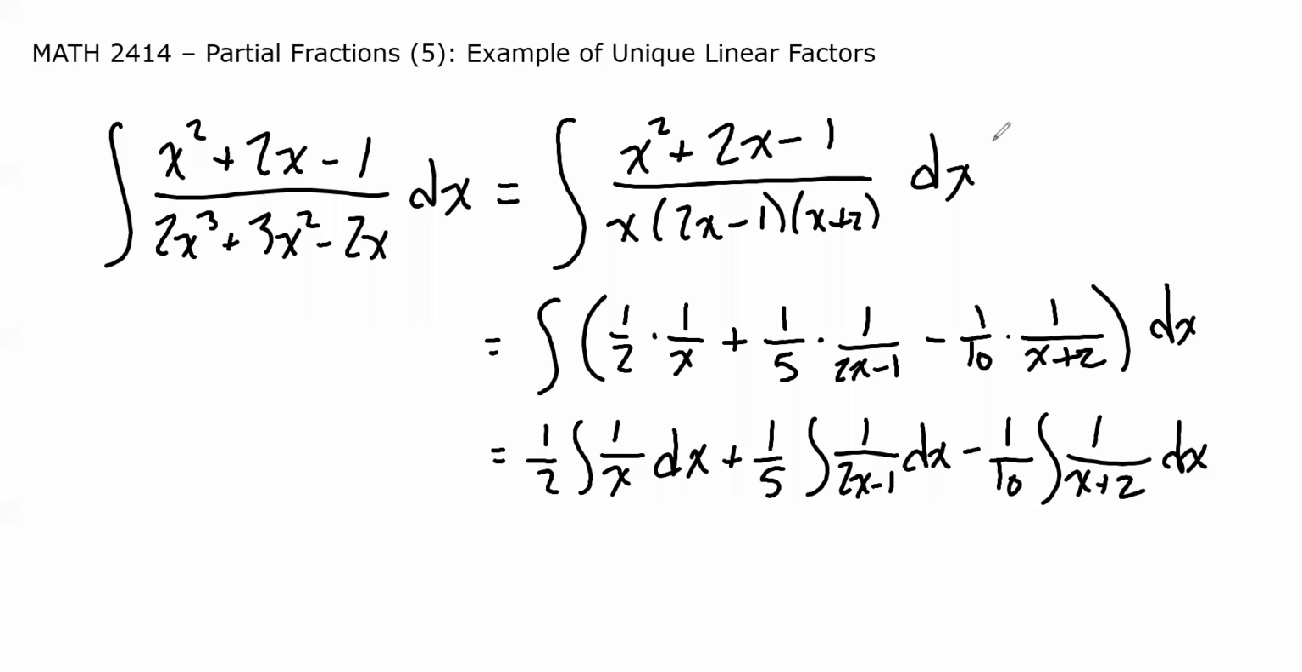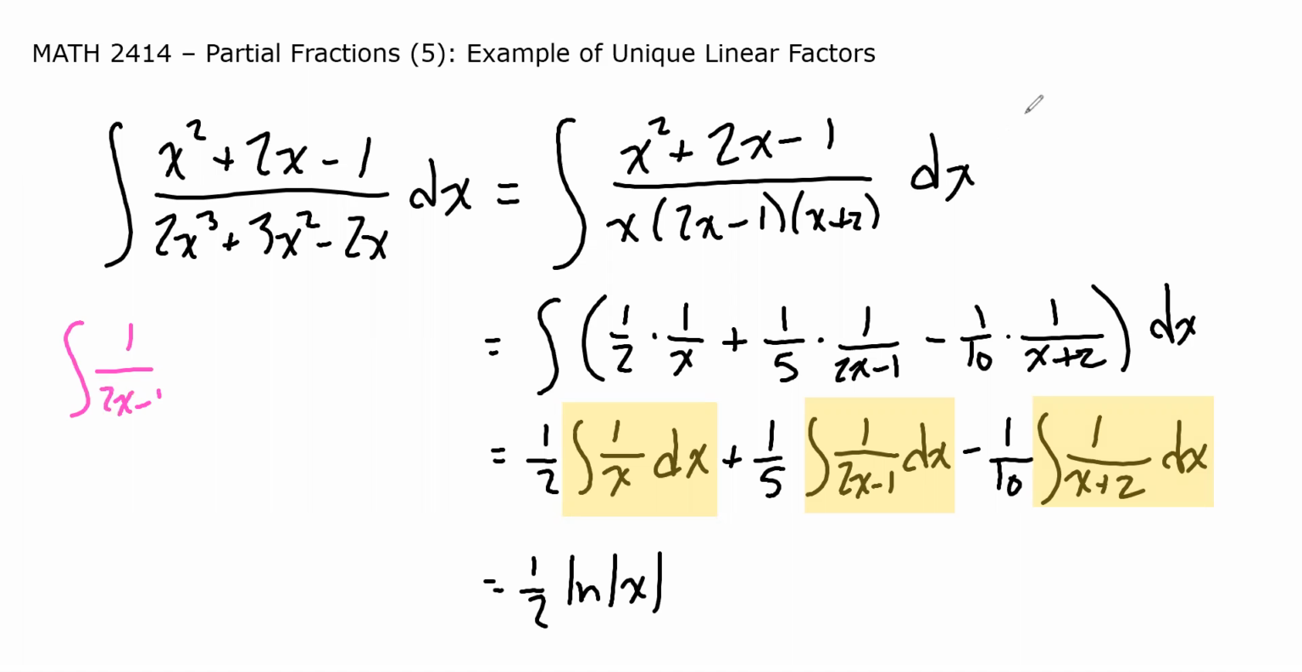And now the three integrals that I'm looking at are very straightforward. The first one is just an integration rule. The other ones are u substitutions. Let's knock out the first one because it's easy. 1 half, the integral of 1 over x is the natural log of the absolute value of x, so that was pretty easy. For the second integral, I'm going to take it to the side just for a second. It is a u substitution with u equal to 2x minus 1 and du equal to 2 dx.